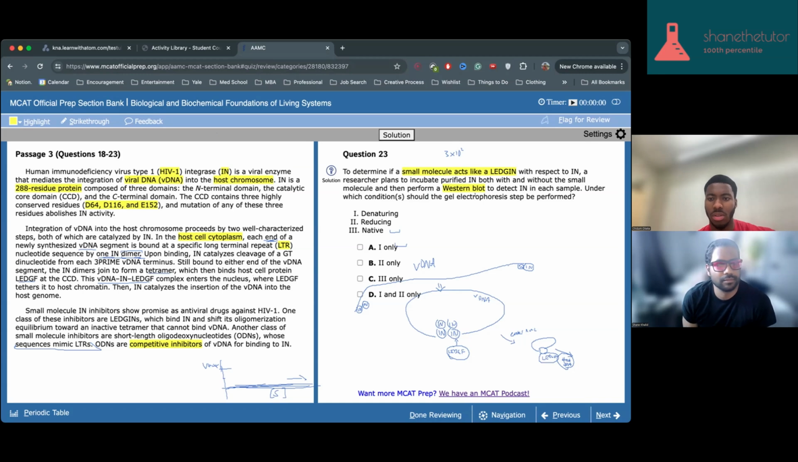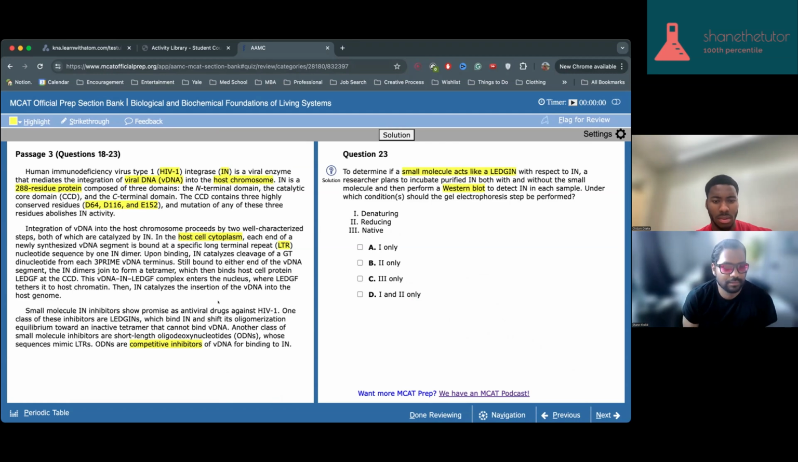Under which conditions should this gel electrophoresis be performed? Okay, so we definitely don't care about disulfide bonds because it doesn't seem like those matter. What do we care about? Binding interactions, because I think we're most interested in its interaction with the active site in this enzyme. So for the ligand, what does that do? It inhibits it.